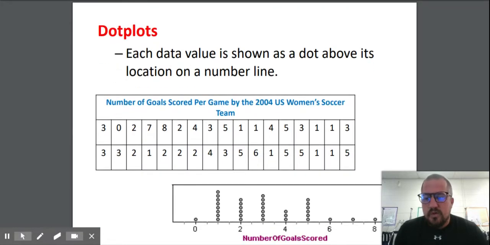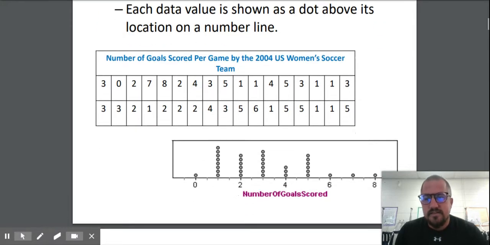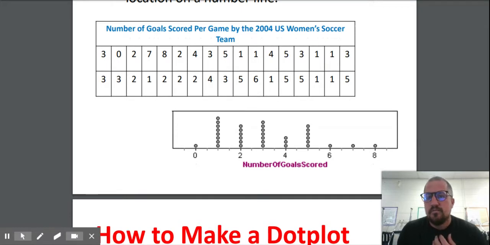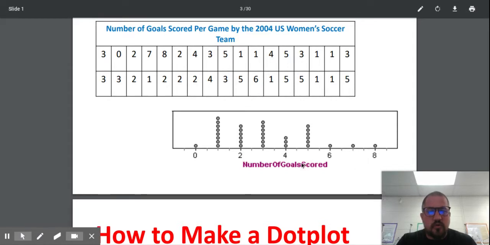So a dot plot, each data value is shown as a dot above its location. So for instance, in this set, we're talking about the number of goals scored per game by the U.S. women's soccer team. And you can see there was only one game where they scored 0 goals. There were a large number of games, 1, 2, 3, 4, 5, 6, 7, 8, where they scored 1 goal. There were 6 games where they scored 2, and so on. You see one game they scored 6 goals, one game they scored 7 goals, and one game they scored 8 goals. And you can see the number of goals scored there as a whole.